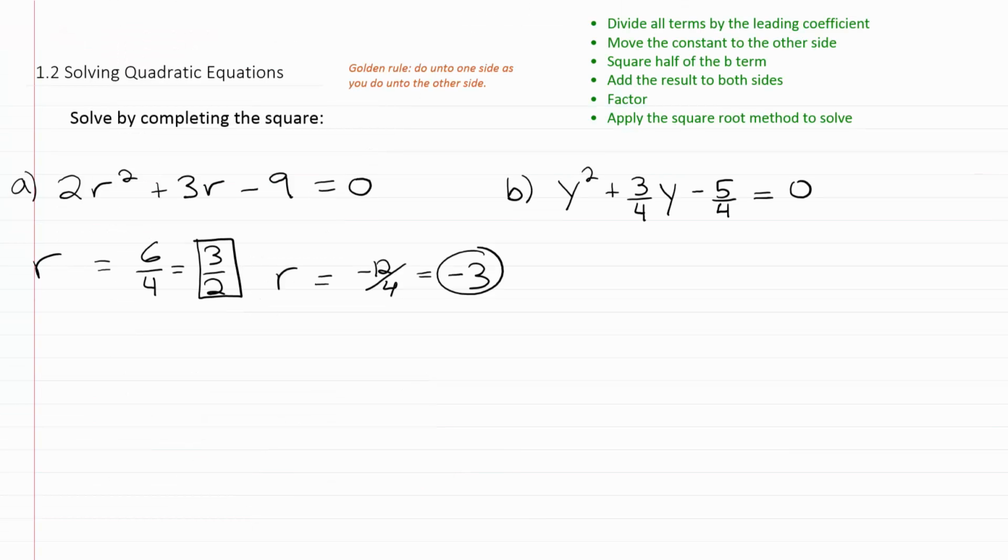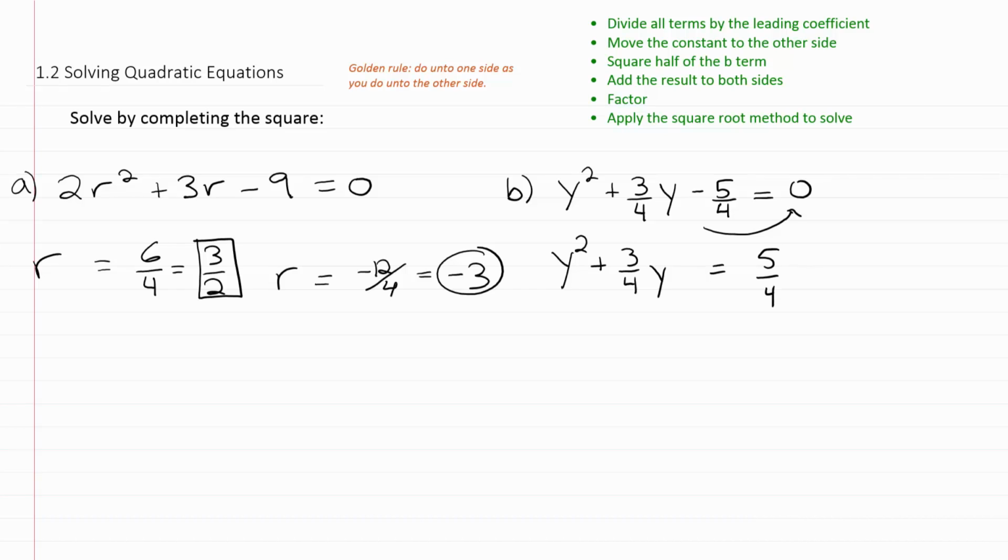All right, let's look at example B then. For example B, we're basically going to begin with step 2 because we already have a leading coefficient of 1, so we don't need to worry about that. The number in front of y squared is just 1, so we're good with the first step. All right, the second step is to move the constant to the other side, so we're going to rewrite the equation y squared plus 3/4 y is equal to 5/4.